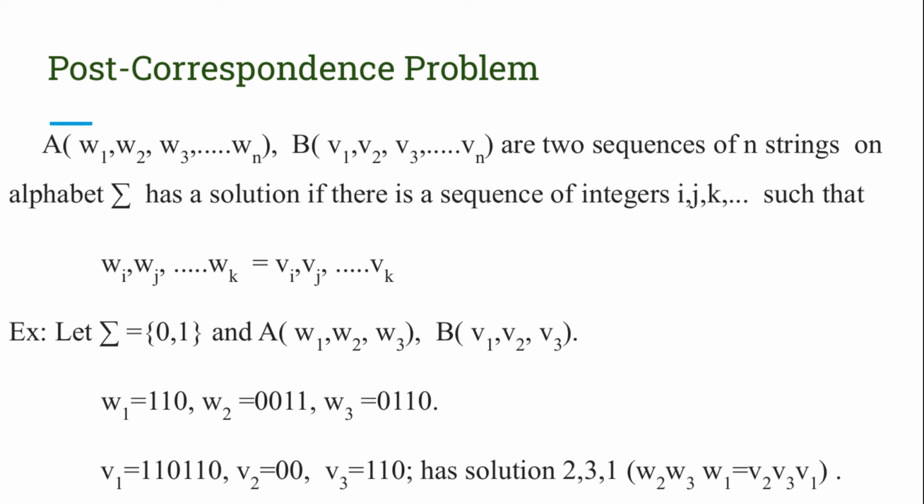For example, Σ equal to the set {0, 1}. Let A be a sequence of strings w1, w2, w3 and B be another sequence of strings v1, v2, v3. Here we can see one sequence of integers 2, 3, 1 such that w2, w3, w1 equal v2, v3, v1.